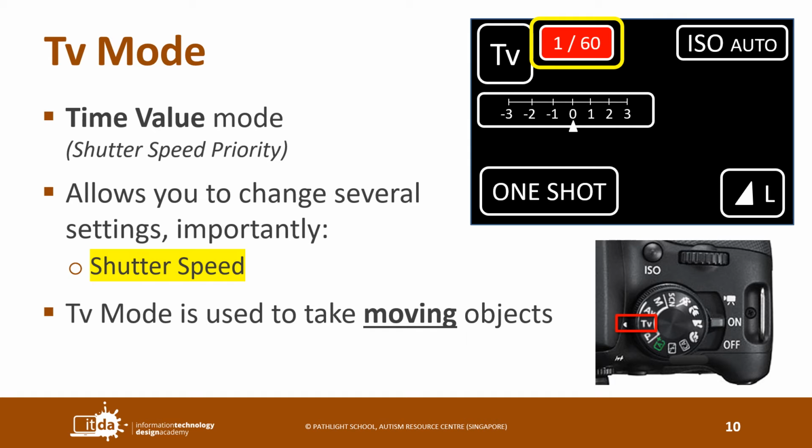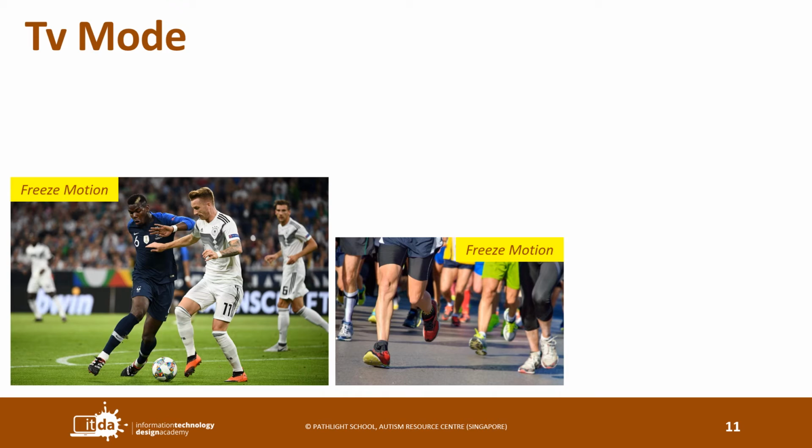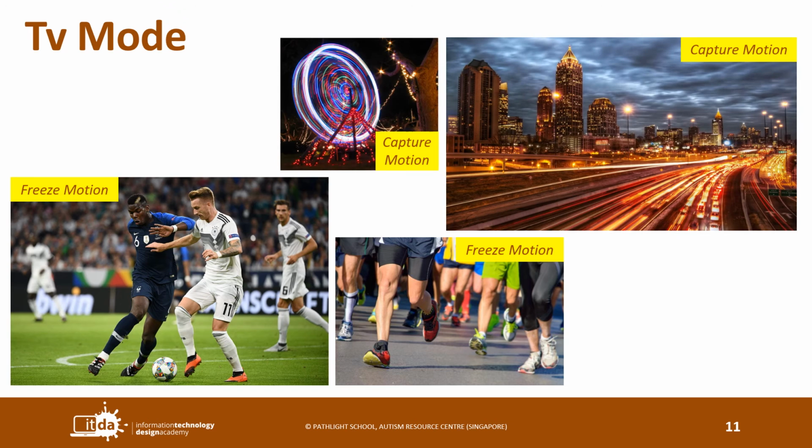And you can have different kinds of effects for moving things. So let's learn this. Okay, in TV mode, you can use it to freeze motion. So you can capture and freeze the motion of very fast moving objects, like people playing soccer or people running in a marathon. Okay. In TV mode, you can also use it to capture motion.